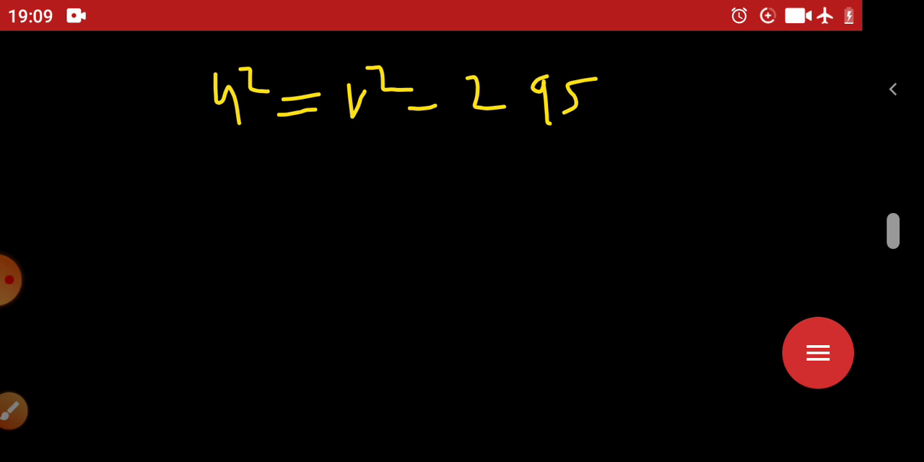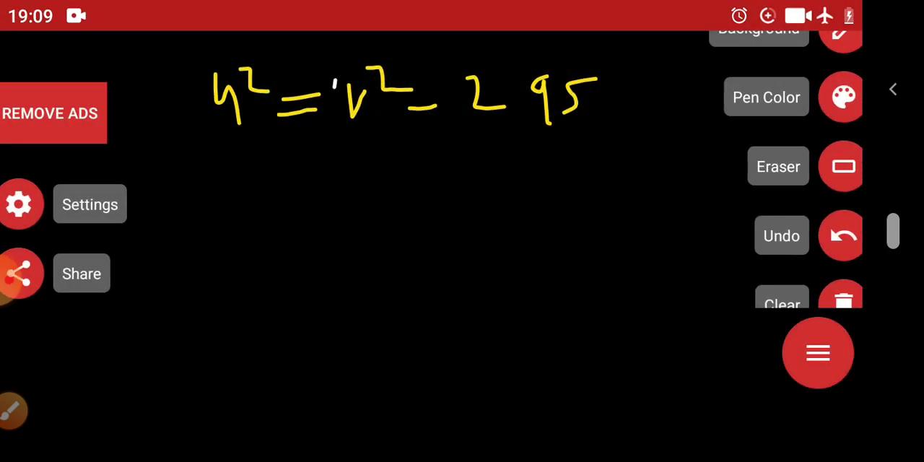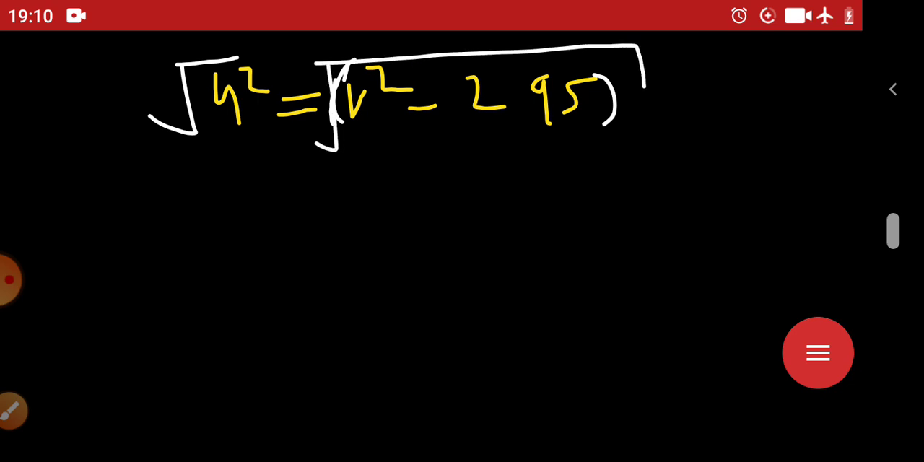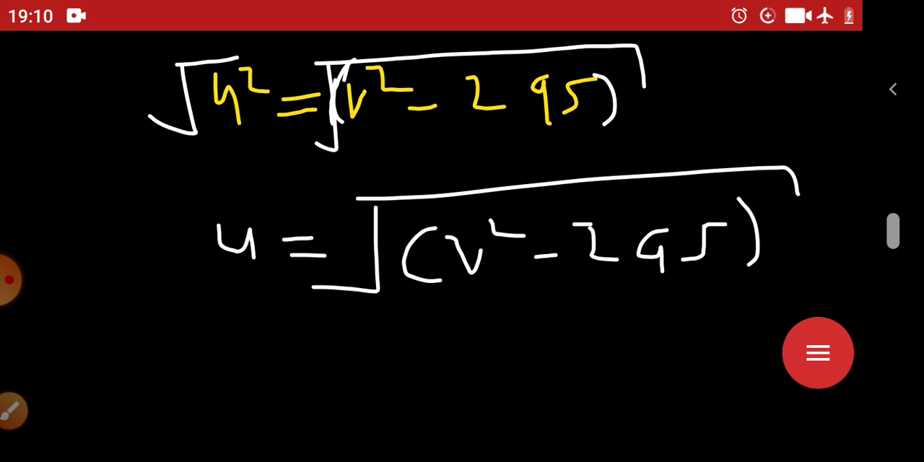Now we have u squared instead of u, so what would be the next step? Because this has a square, we need to take the square root. So we need to take the square root both sides. So we'll have u is equal to the square root of v squared minus 2as, all under the root. So this will be u as the subject of the formula.